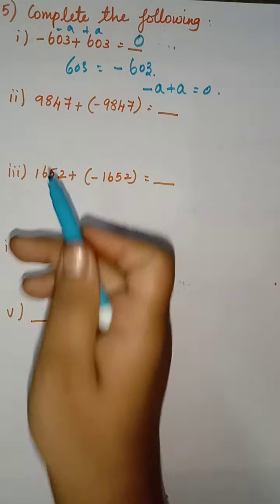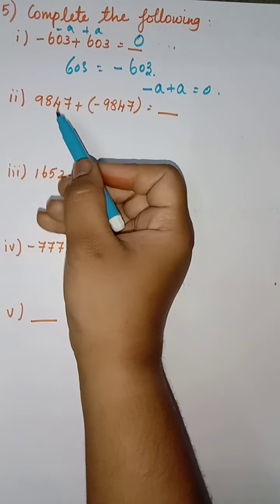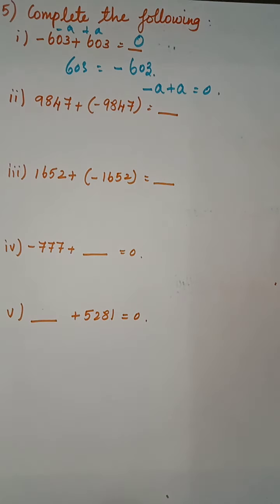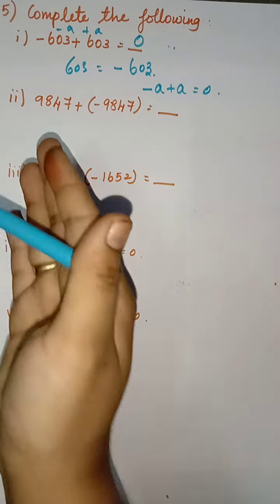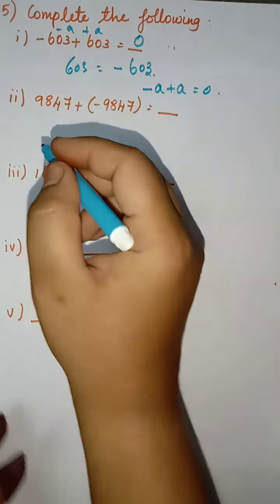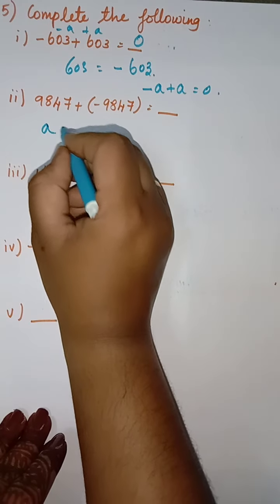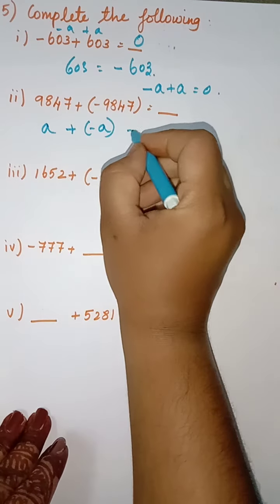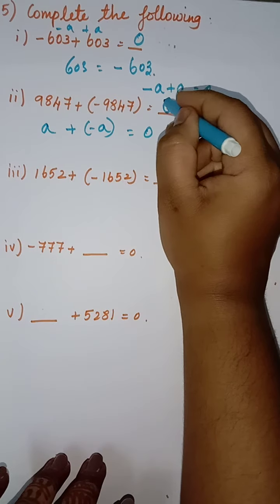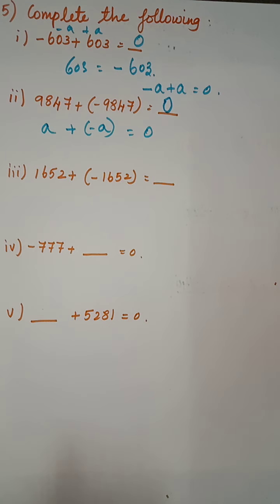Okay, then here also, 9847 plus minus 9847. Here it is in subtraction on this side and in addition on the other side, but the two values are the same. Then how can we split it? A plus minus a equal to what? 0. It is based on the inverse property. Then our answer will be what? Here 0. Clear? Can you understand? We are doing it based on the simple property only.